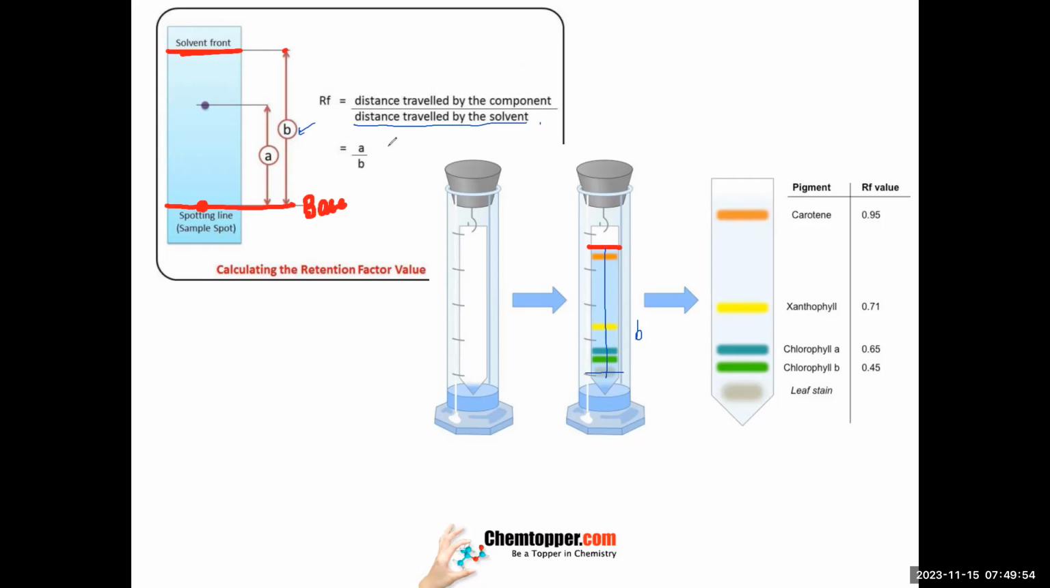Then the distance traveled by different components of the mixture, this component has traveled this much distance. How much? A. So A is the distance traveled by the component of the mixture. A divided by B is called as RF value. RF value. R means retention. F means factor. So it's called as retention factor, RF.